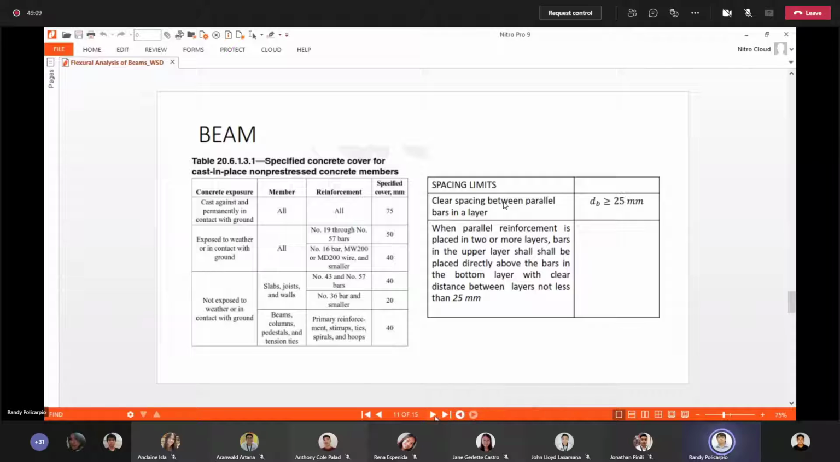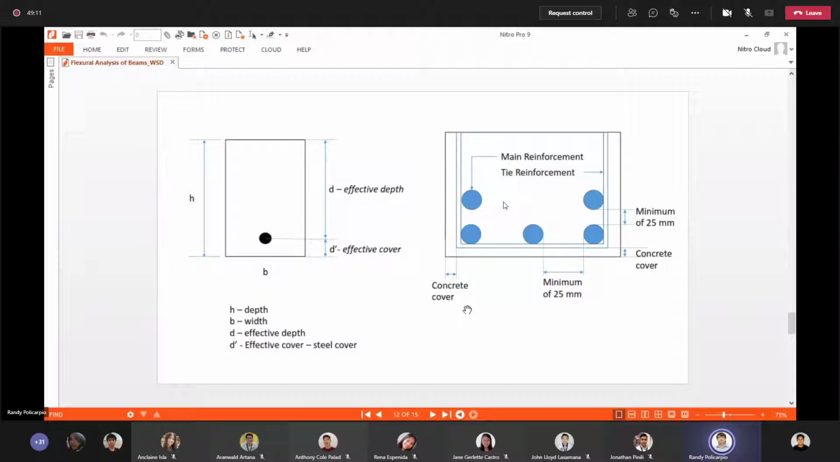Okay, to visualize this, ito yon, no? Yung concrete cover natin na yan, beam, columns, no? Yung pinaka-ties, ito yung pinaka-tie mo, ito yung pinaka-stirrup natin. So, yung concrete cover mo is measured from the outer edge up to the face of your reinforcement. So, yun yung concrete cover natin. Ngayon yung mga clear spacing ng bawat bar, so minimum of 25.